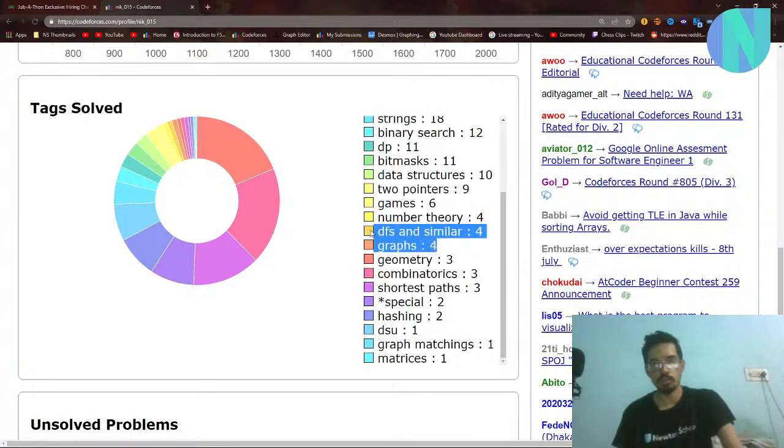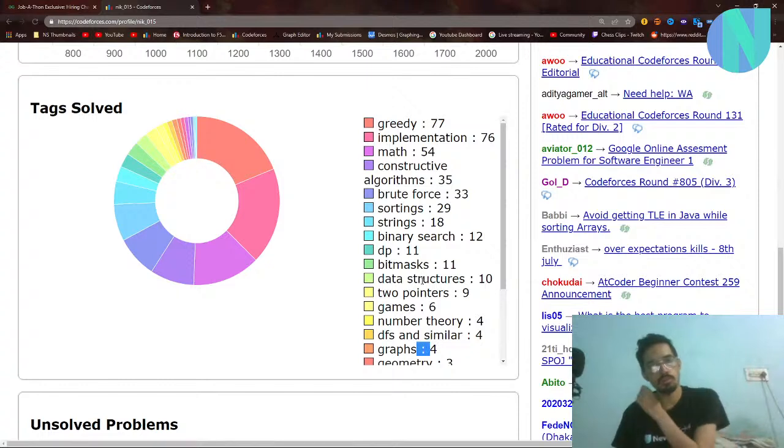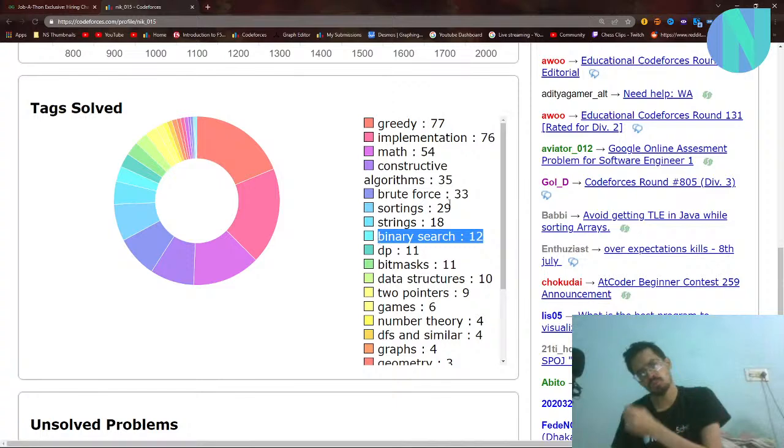Only 4 graph problems. Not enough. You should solve more graph problems. Binary search, out of 180, around 10 are okay, but you should solve more.